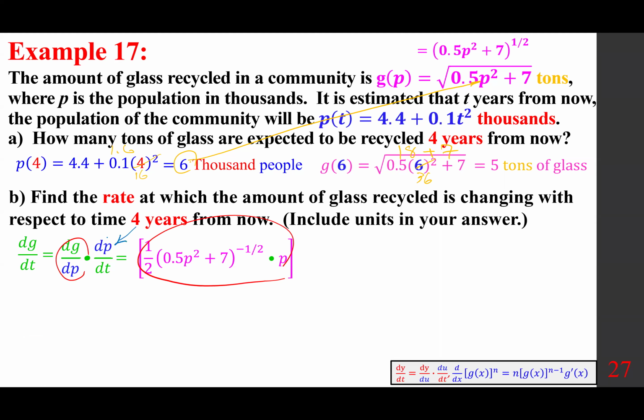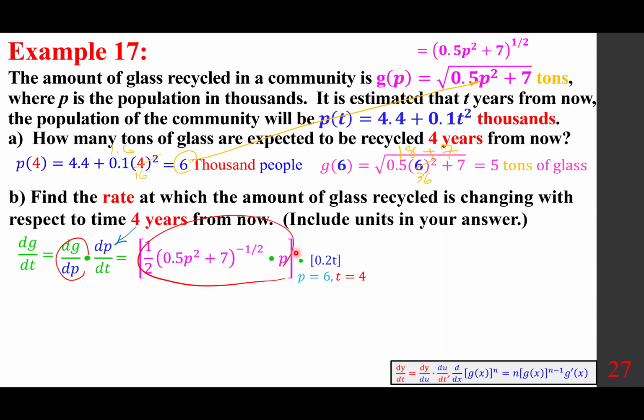What about this one? dp dt now times the derivative of this piece. This is nothing. 0.1 times 2t is 0.2t. And we have two choices. We can replace the p with this formula and use t equals 4 because that's what they want. Or when t is 4, the previous one shows that p is 6. So when t is 4, p is 6.